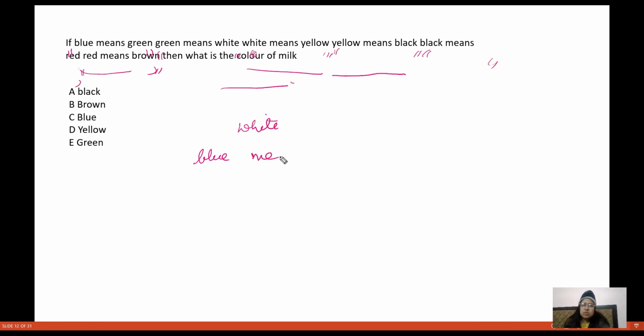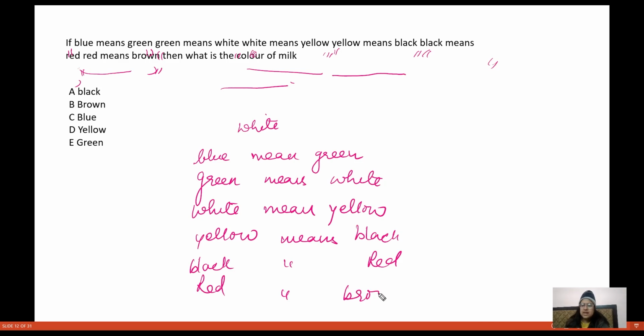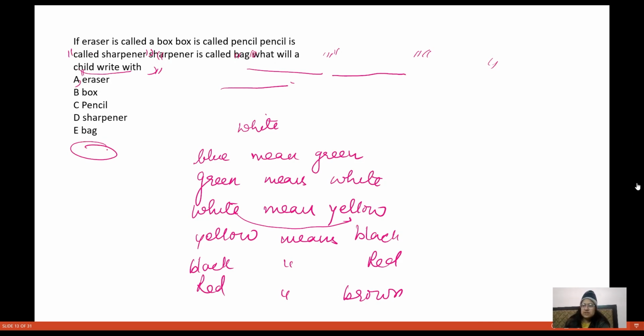So it is saying blue means green. So I know blue color is not blue color, it is green color. And green means white. White means yellow. Yellow means black. Black means red. Red means brown. Now it is asking what is the color of milk. So white means yellow, so yellow is the color of milk. It's a no-brainer.